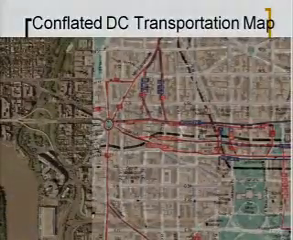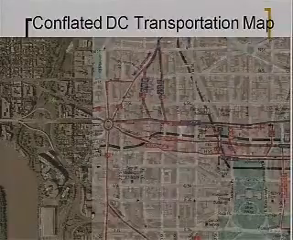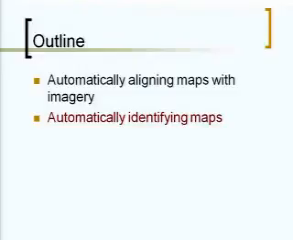This map is slightly distorted, partly because there was probably some cartographer involved who moved things around a little bit to make things line up. But you can see the relationship of the bus lines directly on top of the imagery for Washington, D.C. OK, so that's my very brief review of the general techniques we've developed for automatically aligning the maps with the imagery.